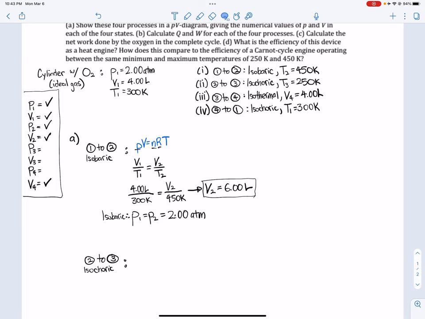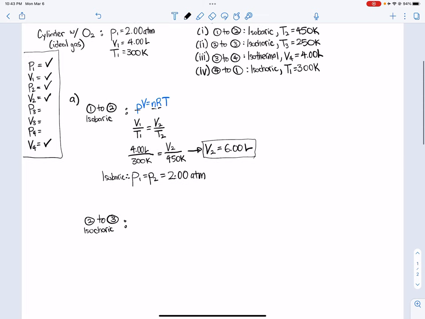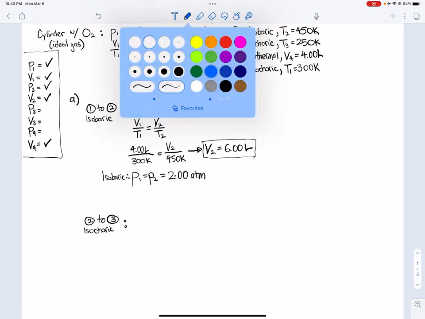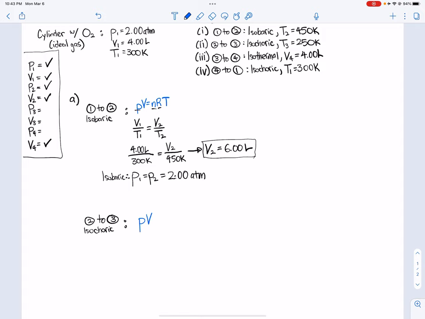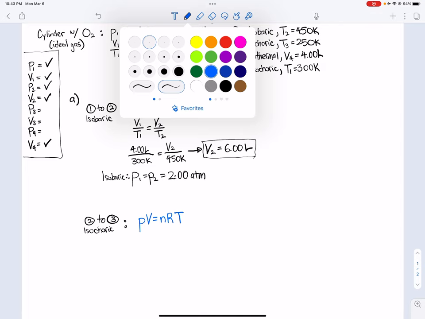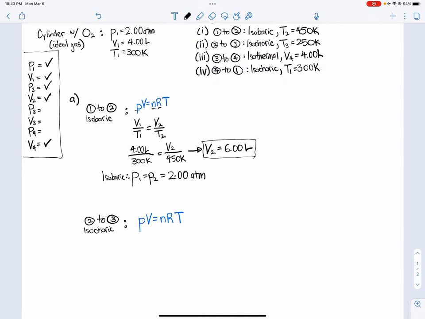All right. So again, I'm going to use the ideal gas law, which is PV equals nRT. And this time, isochoric, what is constant? Isochoric means constant volume process, right? So V is constant, n is constant, and R is constant.